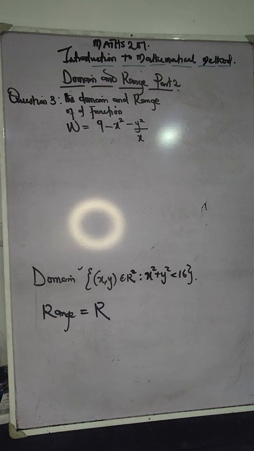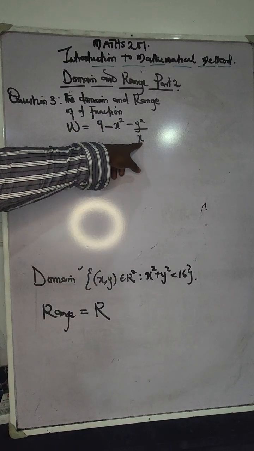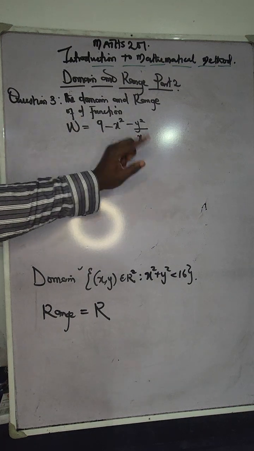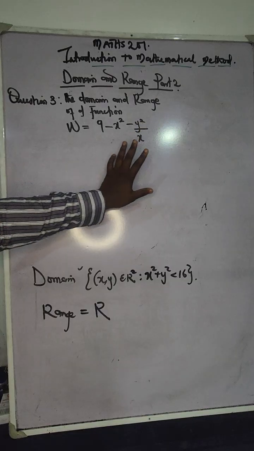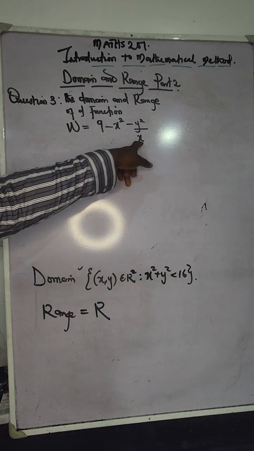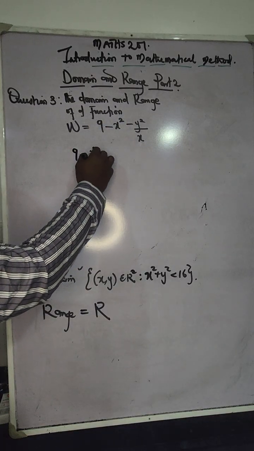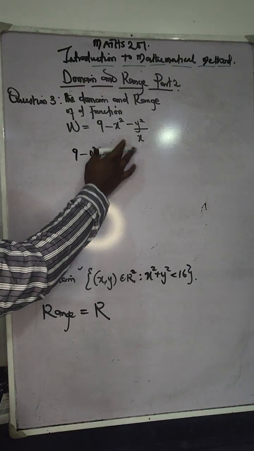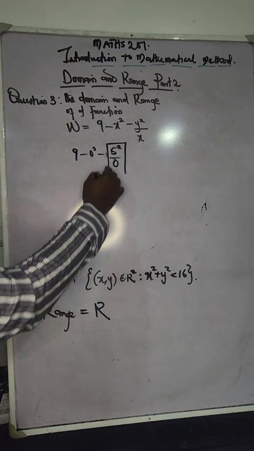How do we solve the domain of this function? So this function has no problem except for the fact that x is here. Any number can satisfy this function except that if x is 0 here, there will be a problem. So imagine we have 9 minus 0 squared minus, let's say for example, y is 5 squared, divided by 0. In your calculator, this is an error.